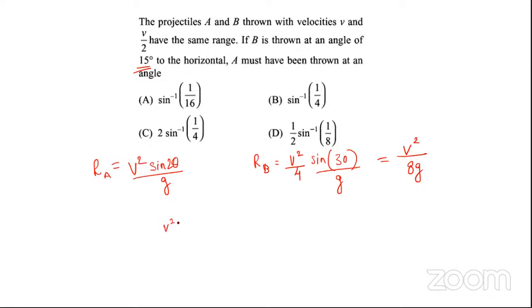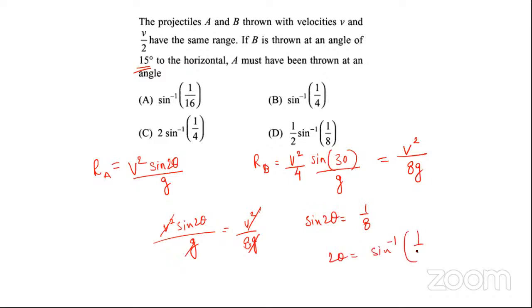Like you just equate both of them. V square sine 2 theta by g will be v square by 8g. g से g कट जाएगा, v square v square. That will give you sine 2 theta equals to 1 by 8. 2 theta is sine inverse 1 by 8. So theta will become half sine inverse 1 by 8. That gives us D as the right answer.